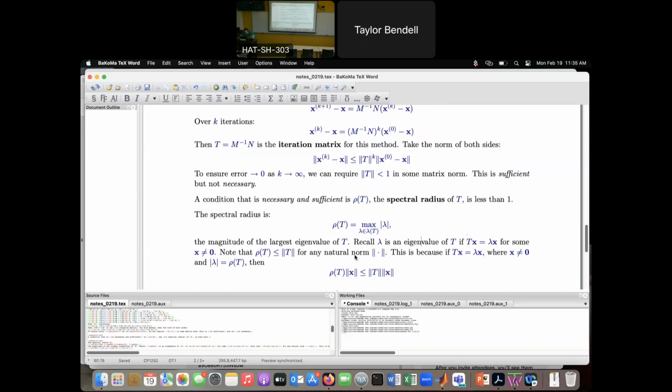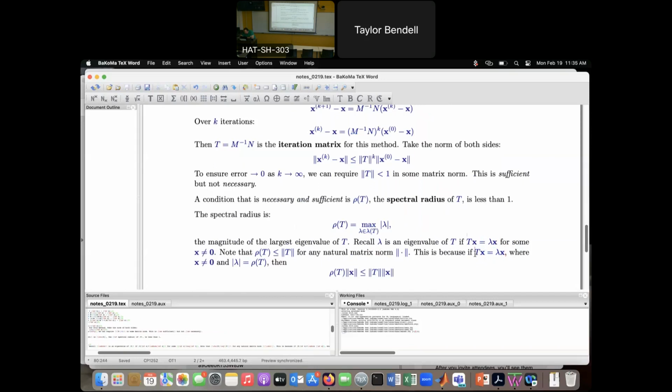So it turns out that the spectral radius of T is less than or equal to the norm of T for any natural or induced matrix norm, like the one norm, two norm, infinity norm, any of those. The spectral radius is less than or equal to that. And the reason why is, if I have this relationship right here, T times x equals lambda times x, then I can take a vector norm of both sides.